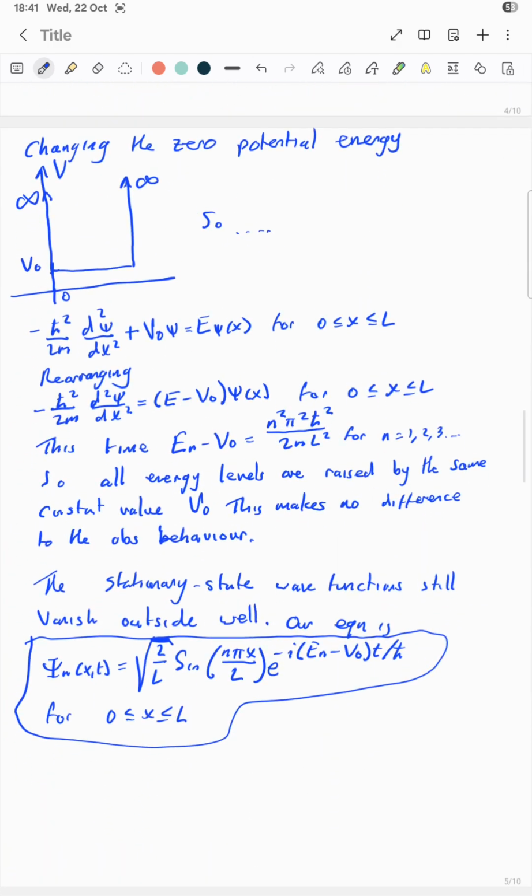Now, if we change from the zero potential energy and shift it up the axis to a V_0, we will have these equations, and we're rearranging here. So this time our energy values are going to be here. All the energy levels are raised by some constant V_0, which makes no difference to the observed behavior. The stationary state wave function still vanishes outside the well, and our equation is now this for a non-zero potential energy.